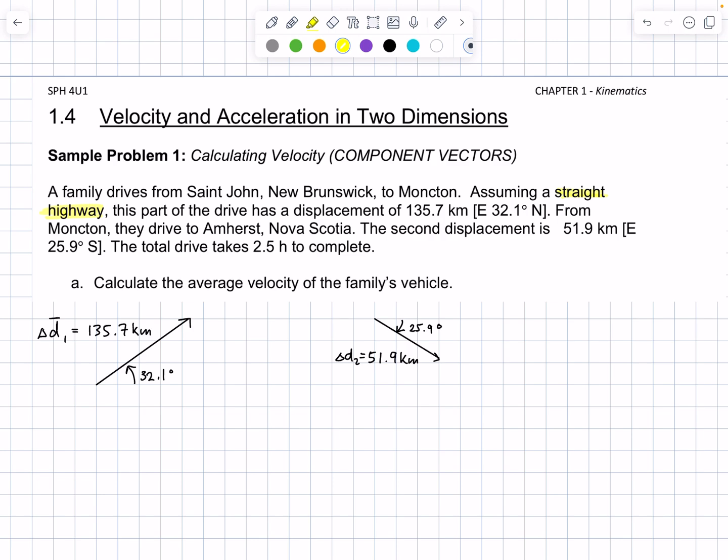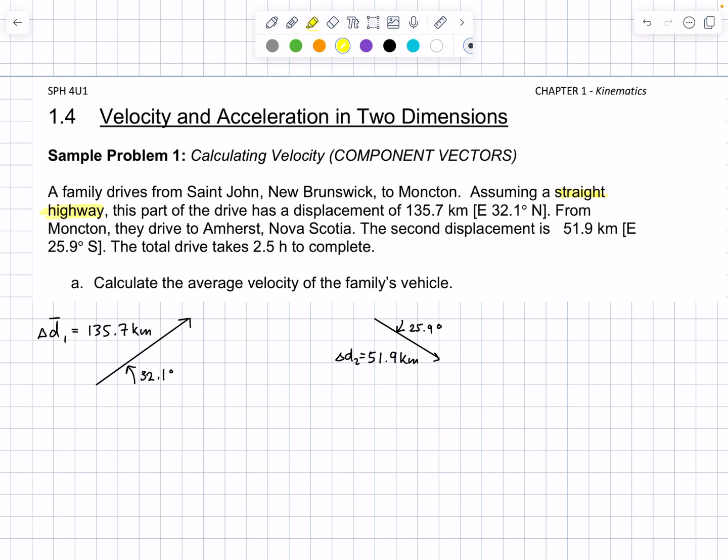This part of the drive has a displacement of 135.7 kilometers, 32.1 degrees north of east. From Moncton, they drive to Amherst, Nova Scotia, and the second displacement is 51.9 kilometers, 25.9 degrees south of east. The total drive takes 2.5 hours to complete. Calculate the average velocity of the family's vehicle.